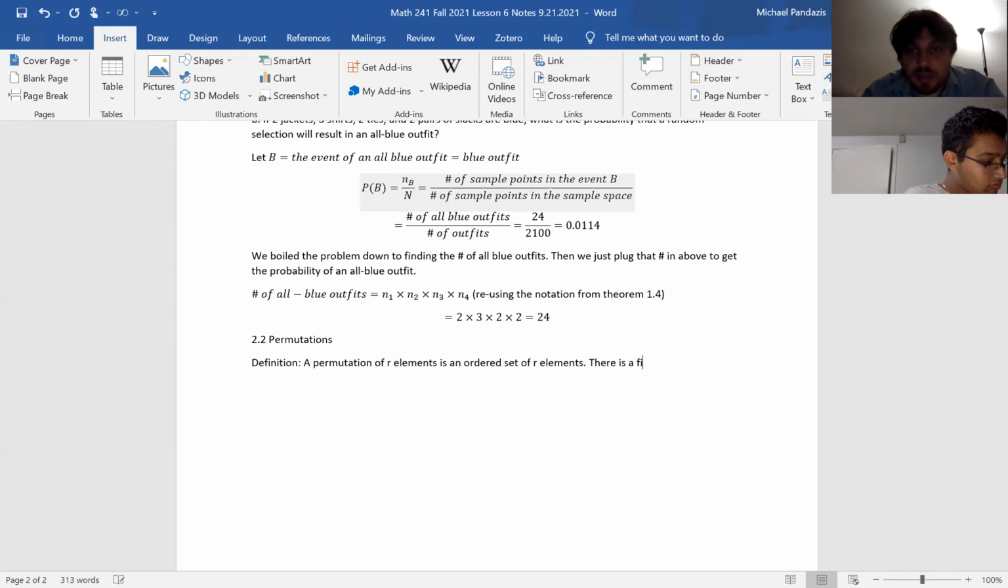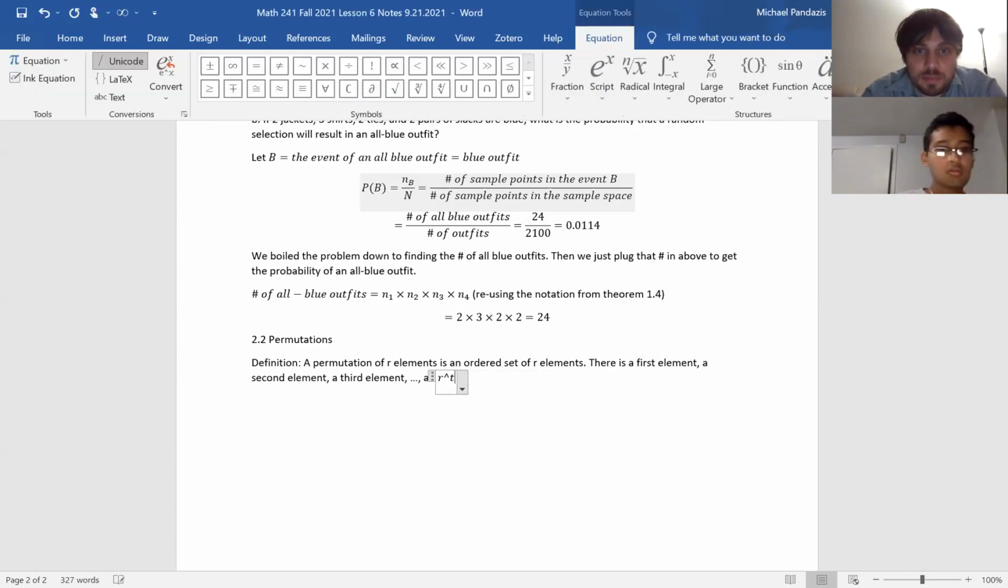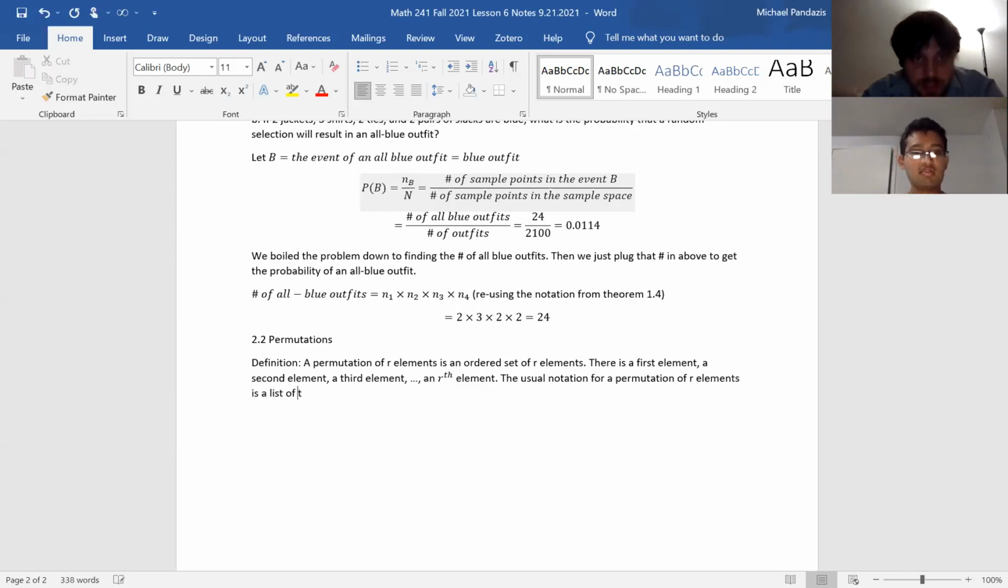Okay, there is a first element, a second element, a third element, and so forth, up to and including an rth element. Okay, the usual notation for a permutation of R elements is a list of the elements in the proper order enclosed by parentheses.